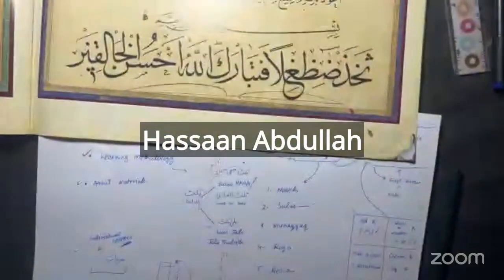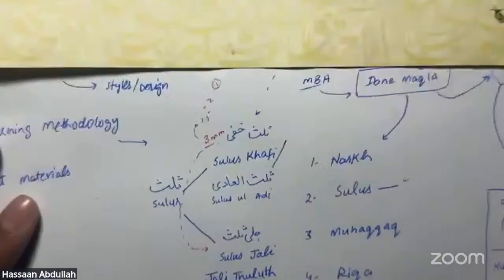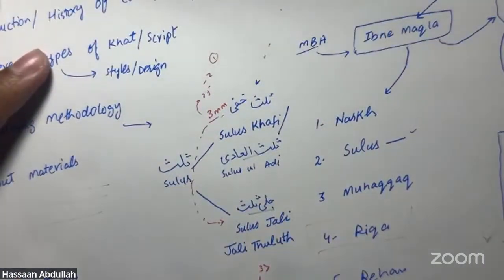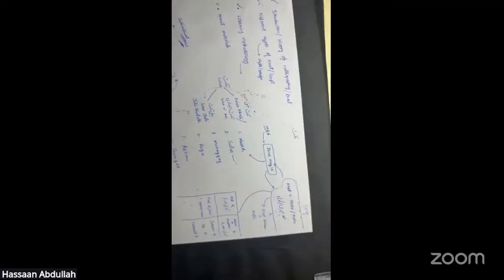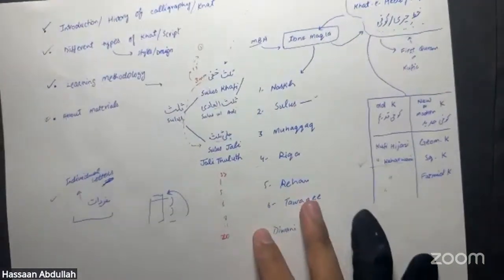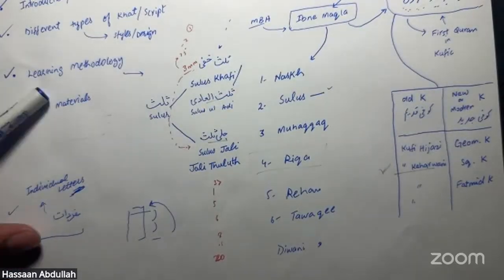So this was the difference in these variations, or you can say these two Sulus. This one you can read as Sulus Khafi and this is Sulus Jali. Okay, a minute, I'm going to restore it. So these were the two types of Sulus. I hope everyone got clear, and if there is any doubt you can ask me.